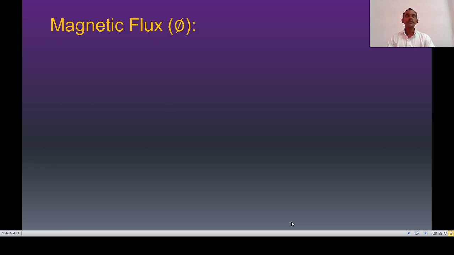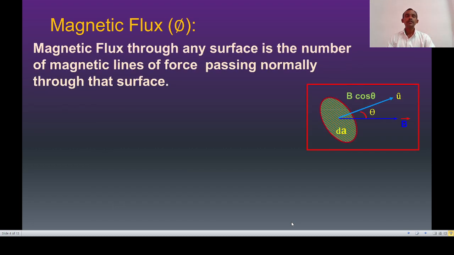Now, magnetic flux. Magnetic flux is denoted by the letter phi, and magnetic flux through any surface is the number of magnetic lines of force passing normally through that surface, because magnetic lines of force represent the direction of the magnetic field, and out of this, how many lines of force pass normally through the given area, that quantity is nothing but the magnetic flux. Therefore, we can define magnetic flux through any surface as the number of magnetic lines of force passing normally through that surface.